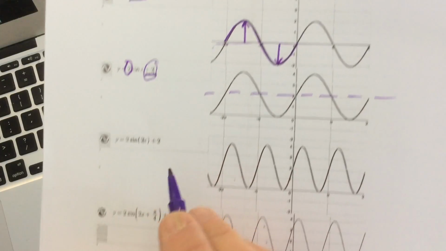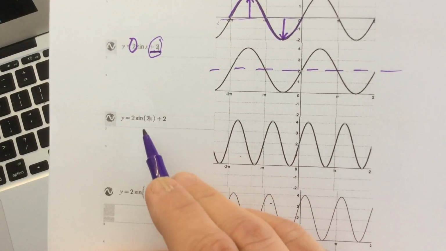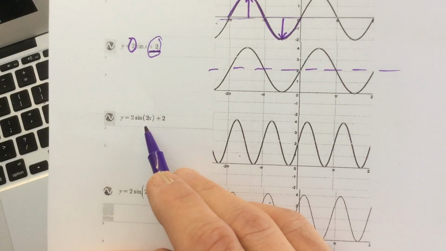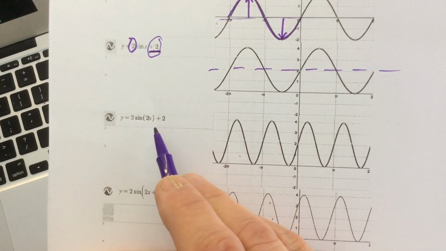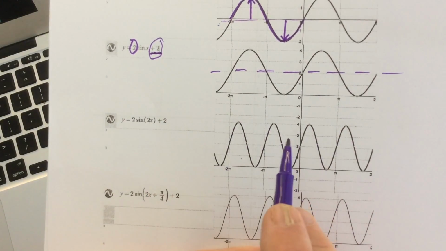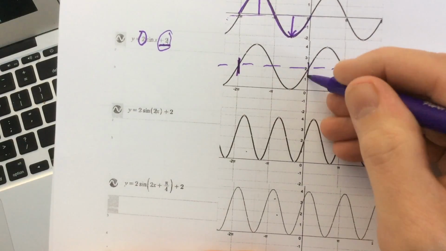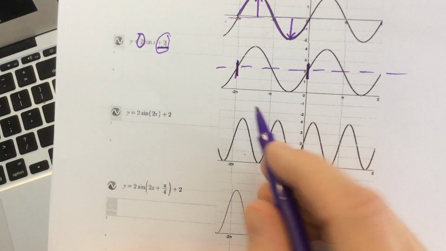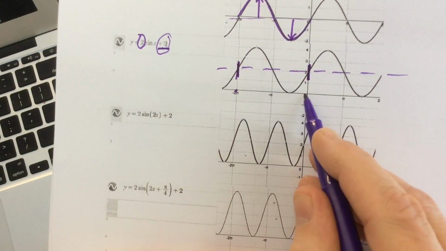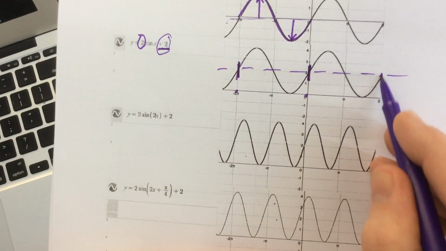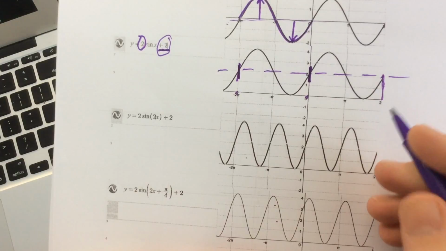So now what happens if I multiply x by 2? Well, now that's going to change the horizontal attributes of the curve. Here, the period is from here to here, and that's 2 pi. From here to here, that's a space of 2 pi. From here to here, again, a space of 2 pi. That's what the period is.